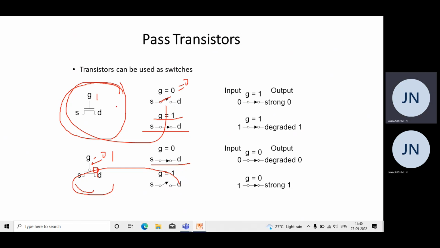Suppose, as we know, the NMOS transistor will work only if its gate input is 1. So when the gate input is 1, if we pass 0, it is a strong 0. If you pass 1, it is a degraded 1. And similarly, the PMOS transistor is on only if its gate input is 0. If you pass 0, it is a degraded 0. And if you pass 1, it is a strong 1.